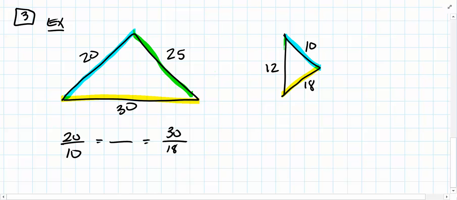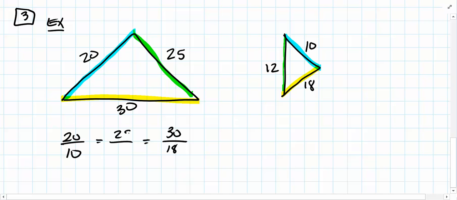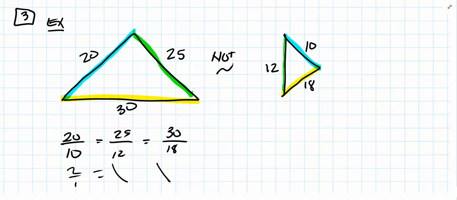Okay. So what do you guys think? If this is 25 and this is 12, let's reduce all these. See here, 20 over 10. That's 2 to 1. Is that the same thing as 25 over 12? No. Is it the same thing as 30 over 18? No. So are these similar? No. These are not similar. All three have to be in proportion. There you go. Automatically. Okay. So these are not. So not all triangles will be.